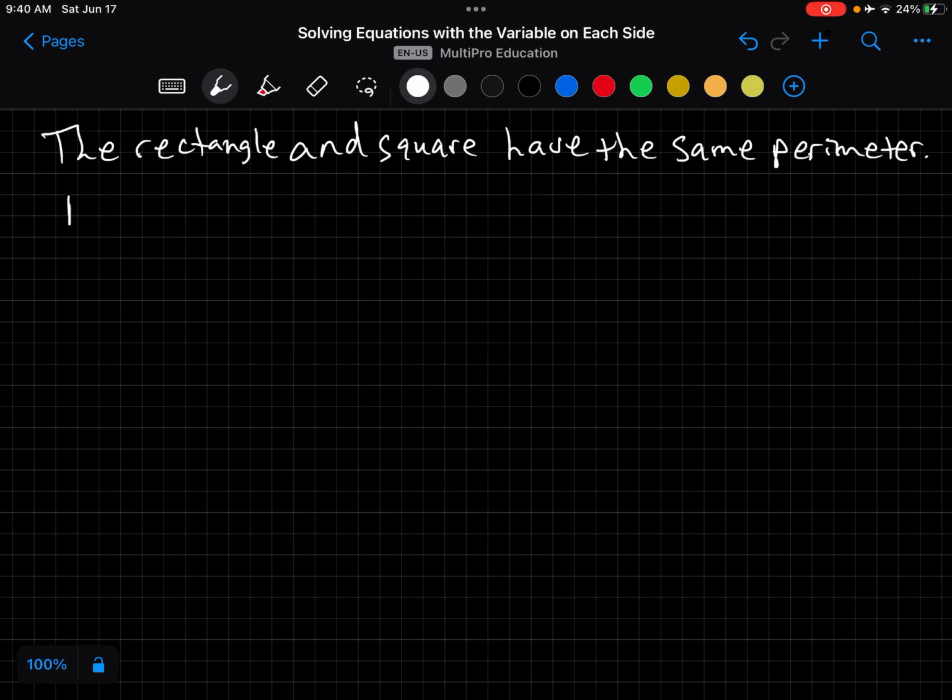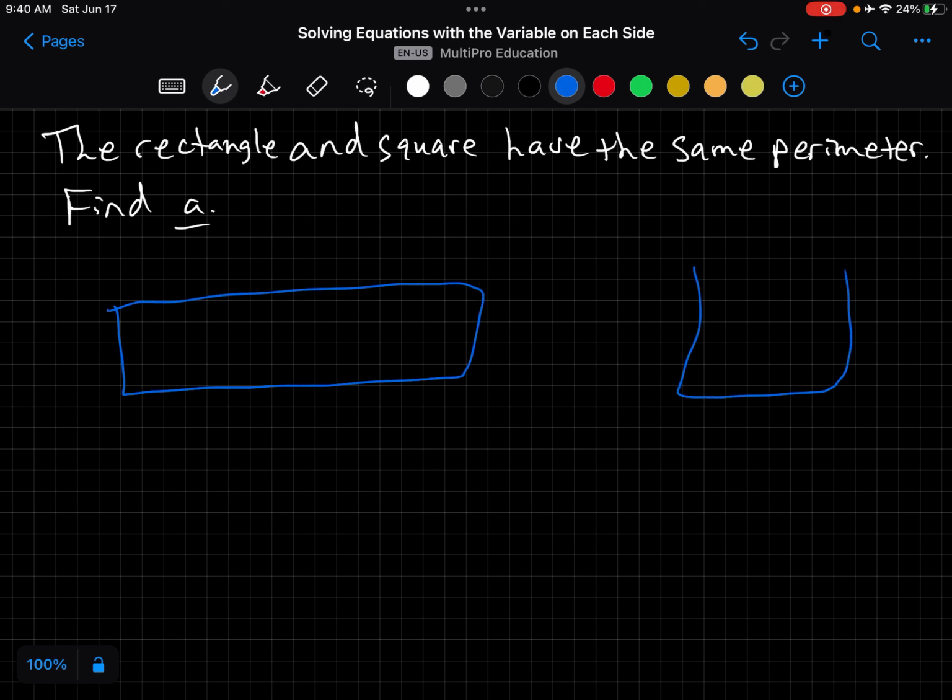Okay, so we want to find A. A is what we're looking for. Alright, let me draw these. So here we have a rectangle. And here we have a square. And we got 3A plus 1 is the length of this side, and this side is A. And this is 3A. So we know all sides of the square are 3A. And we know that this is 3A plus 1 because it's a rectangle.